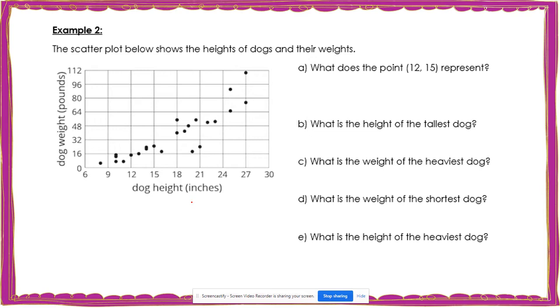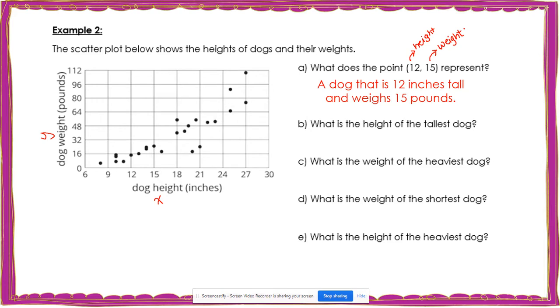What does the point 12, 15 represent? Well, in this case, you have to pay attention because a dog's height represents the x values and their weight represents the y values. So in this case, 12 represents the height of the dog in inches and 15 represents the weight of the dog in pounds. That means that particular point represents one dog whose height is 12 inches and whose weight is 15 pounds.